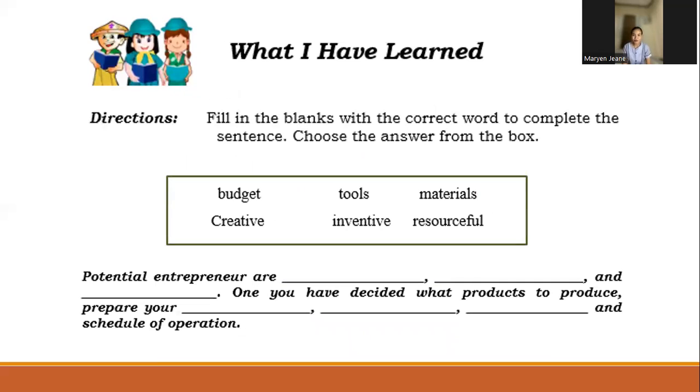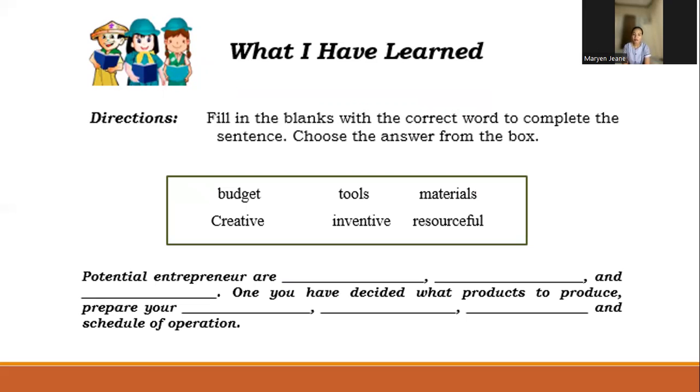Now let's move on to the part, what I have learned. Fill in the blanks with the correct word to complete the sentence. Choose the answer from the box. Let's all answer this together. Inside the box, we have budget, creative, tools, inventive, materials, and resourceful. Let us complete the sentence using these words.